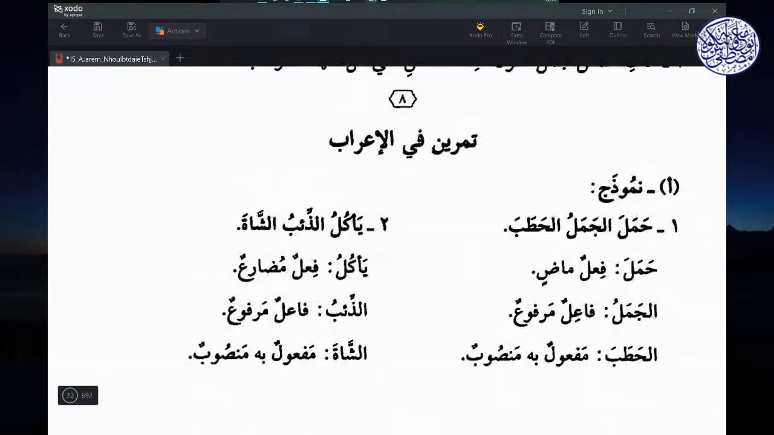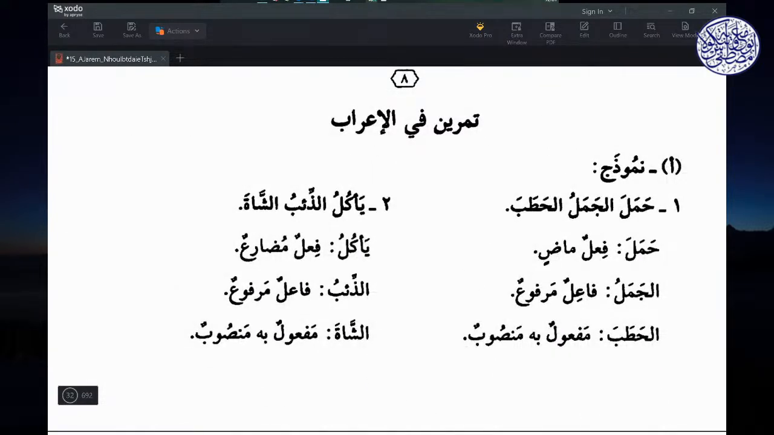That's fine. We'll just read the namudhaj, the examples here. حمل الجمل الحطب. حمل, to carry. الجمل, the camel. الحطب, firewood. حمل is a fi'l. First we ask, what is حمل? Is it an ism, a fi'l, a harf? It's a fi'l. What kind of fi'l is it? فعل ماضي. الجمل فاعل مرفوع. الحطب مفعول به منصوب.